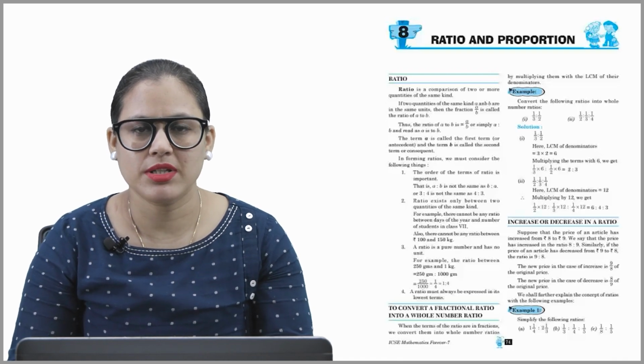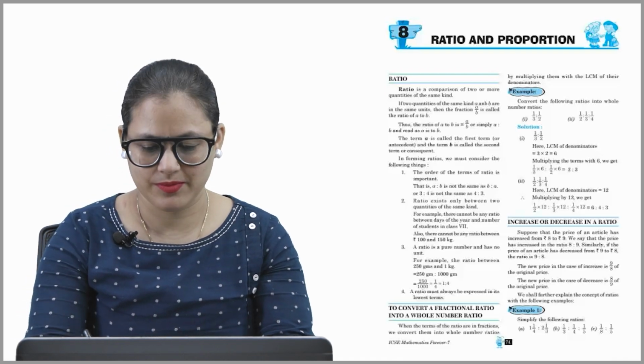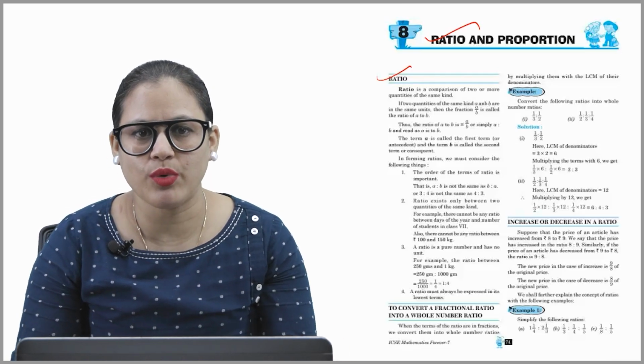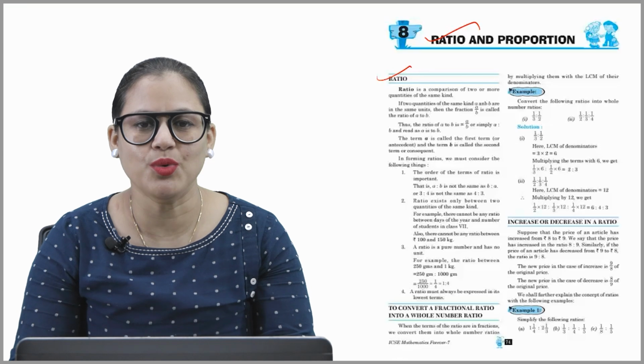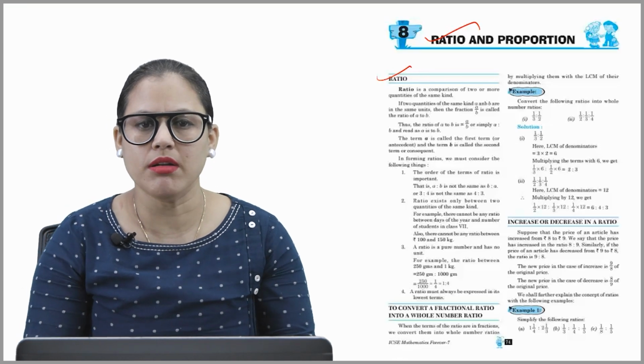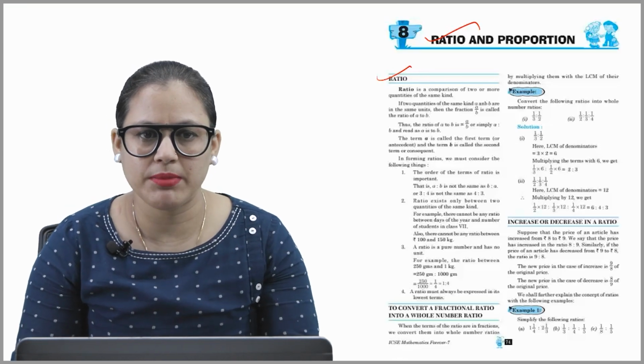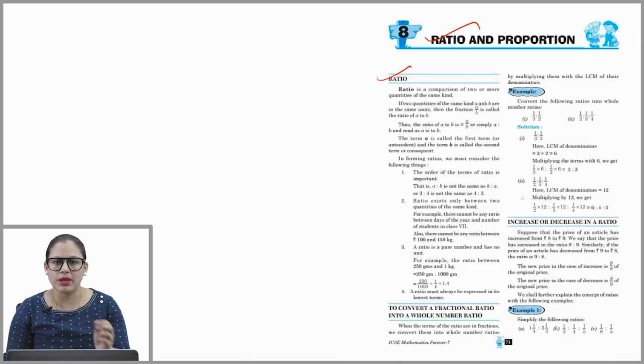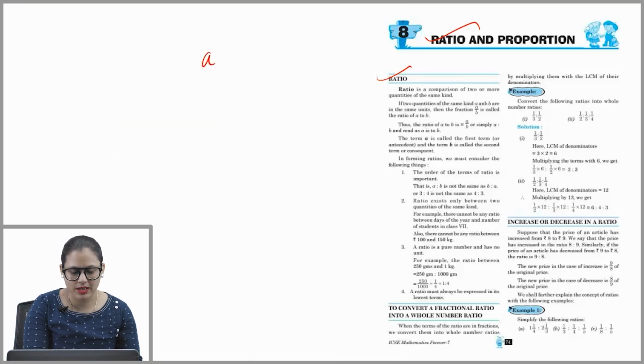Let's start today's chapter, ratio and proportion. Ratio. Ratio is a comparison of two or more quantities of the same kind. If two quantities of the same kind, A and B, are in the same units, then the fraction A by B is called the ratio of A to B. Thus, the ratio of A to B is A by B, or simply A:B, which implies A is to B.